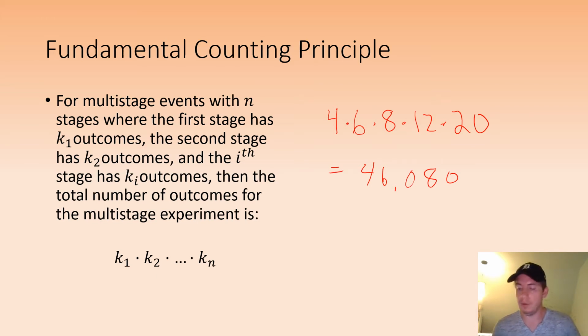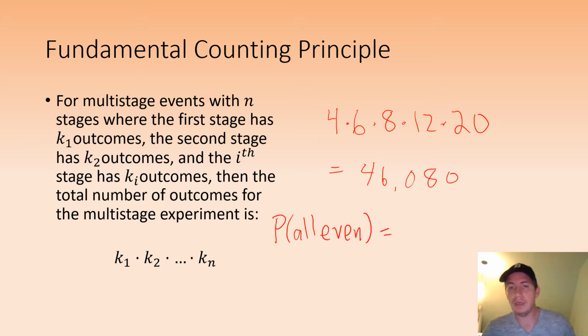I can also do probability with that, and that's the whole goal behind this. So now, for example, I could say, what is the probability that they all land on even numbers? And I could figure this out pretty quickly too. The number of outcomes that are even on the four-sided die, there's 2 of them. They can land on 2 or 4. The number of outcomes that are even on the 6-sided die, there's 3 of them. They can land on 2, 4, or 6. The 8-sided die has 4 even outcomes. The 12-sided die has 6 even outcomes. And the 20-sided die has 10 even outcomes.